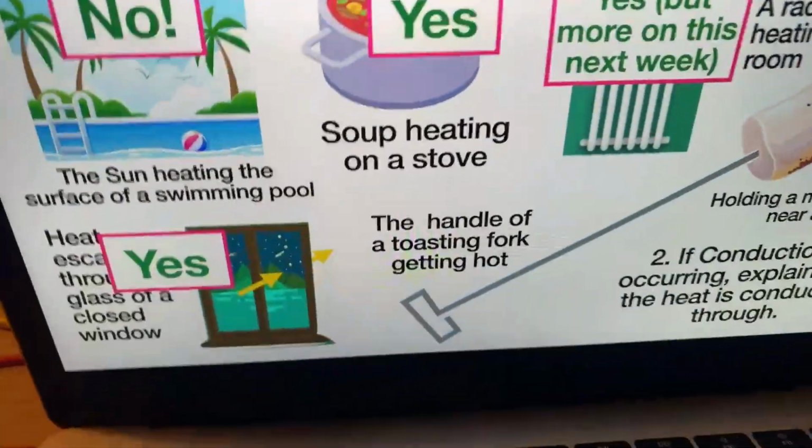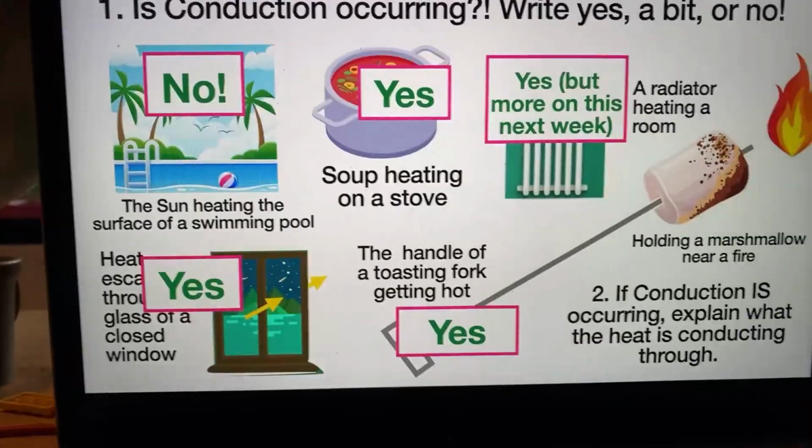The handle of a toasting fork getting hot. Yeah, I didn't bother to draw that one because that's just the same as the spoon, right?